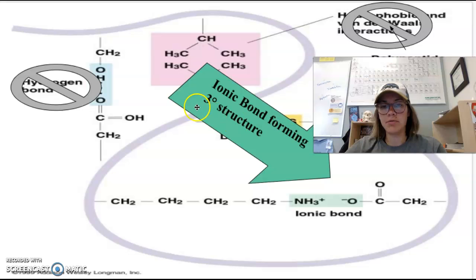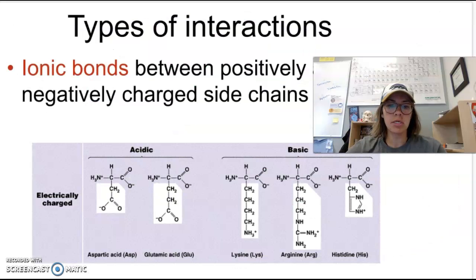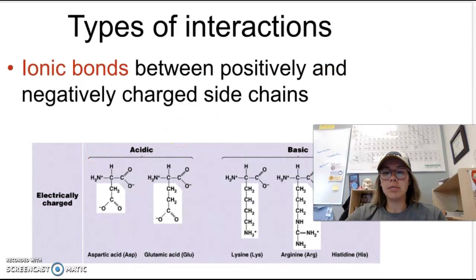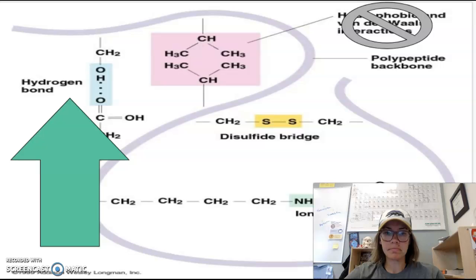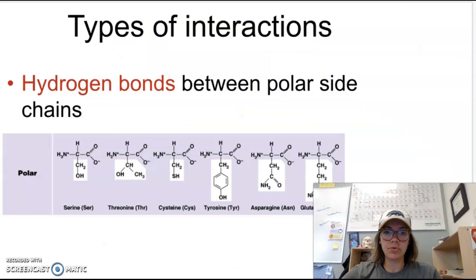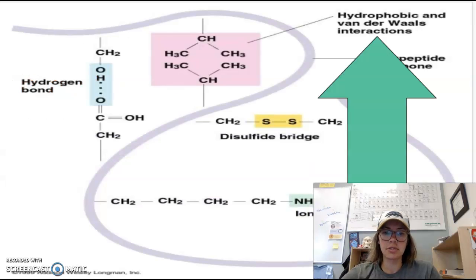Again, the ionic bond forming the tertiary structure is between those charged molecules. And it's primarily between positively and negatively charged side chains. The hydrogen bonds, these form between polar side chains, which makes sense because they have this extra hydrogen out here that's causing them to even be polar or slightly charged.